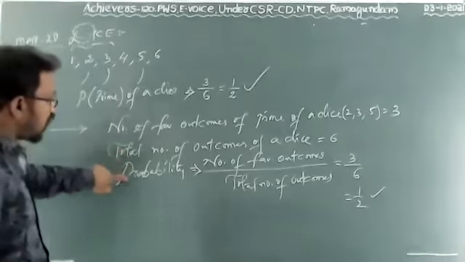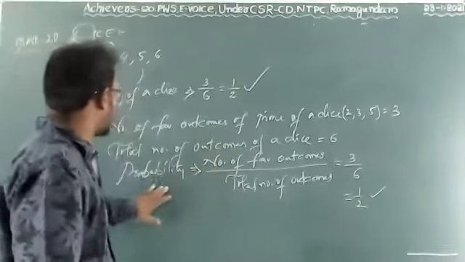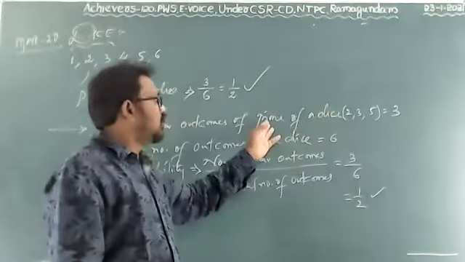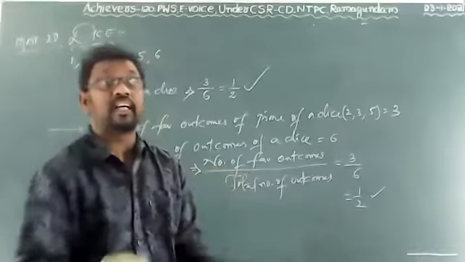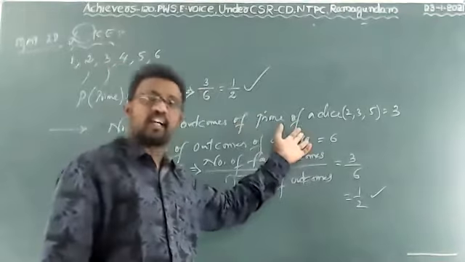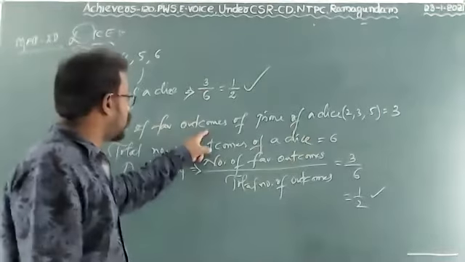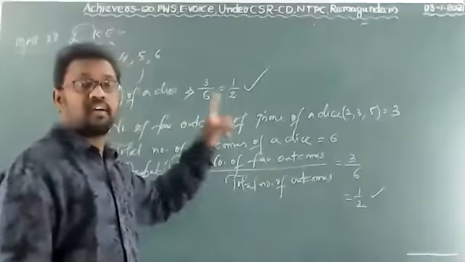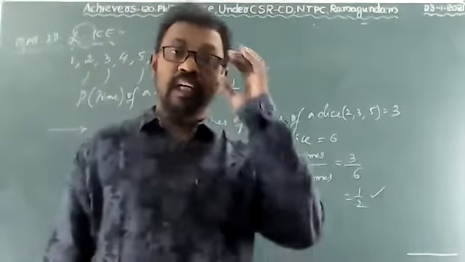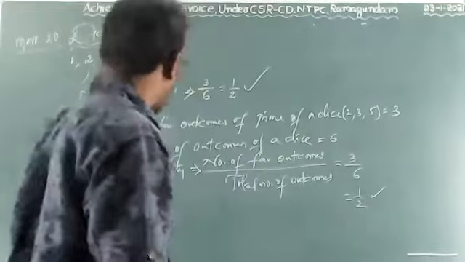First step, second step, third step, fourth step, you have to substitute. In all cases it will be like this. Number of favorable outcomes of a dice, if you write primes, that is a clear explanation and you will get full marks. Even if you don't write it, you will get it. But you have to maintain a minimum of 4 steps: number of favorable outcomes, total number of outcomes, the probability formula, and in every case write the formula, that is equal to the result, that is 3 by 6. Okay? So you have to maintain it like this.